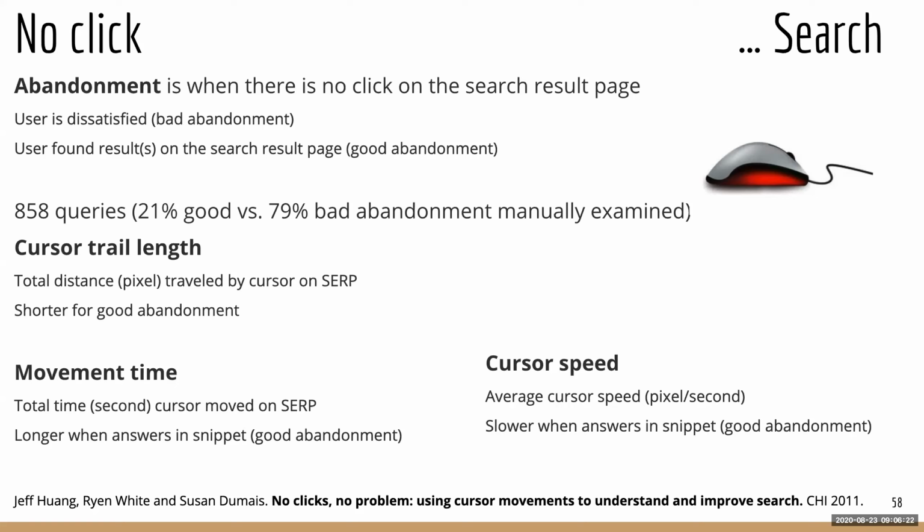Movement time is the total time the cursor moved on the search engine result page, and it is longer when answers are in snippets. So actually the user is reading. Then you have the cursor speed, how fast the cursor is moving. It's slower when the answer is in a snippet. So this is again this notion of focused attention. The information the user is looking for is there.